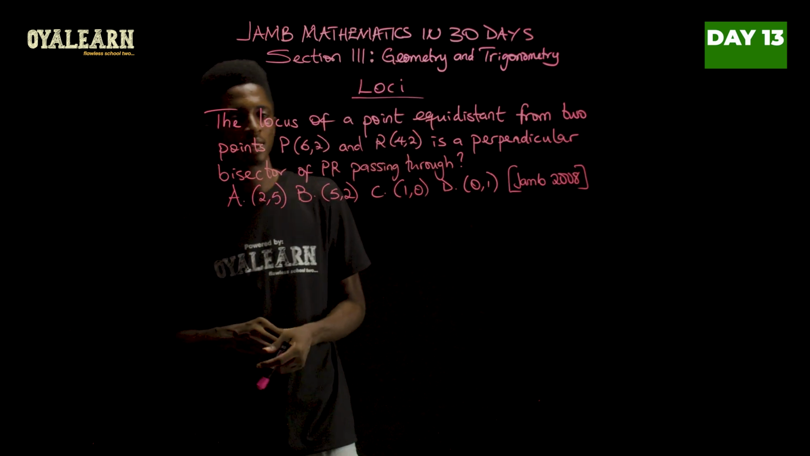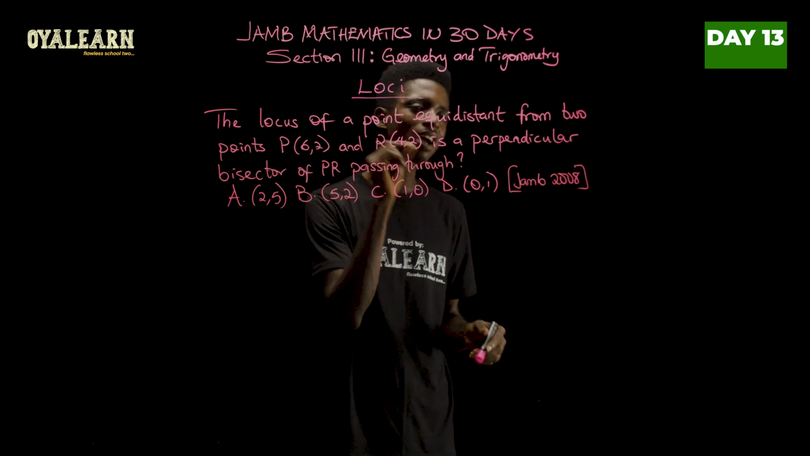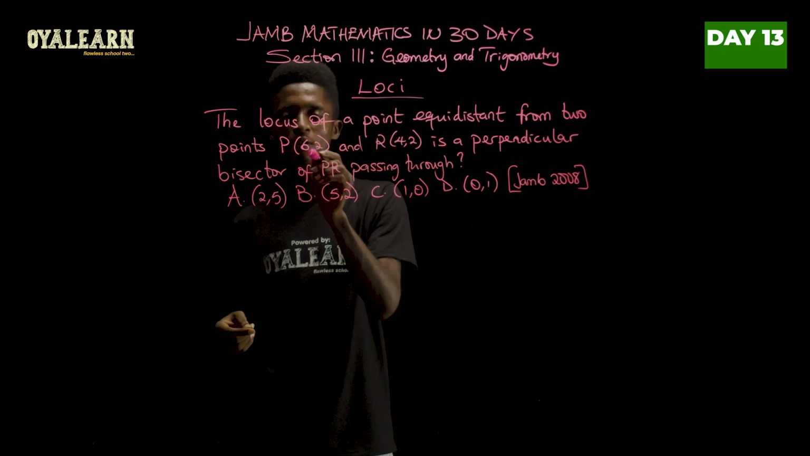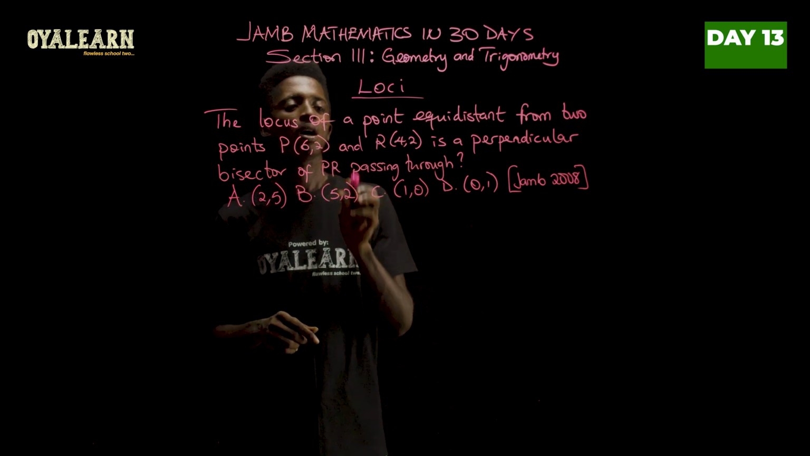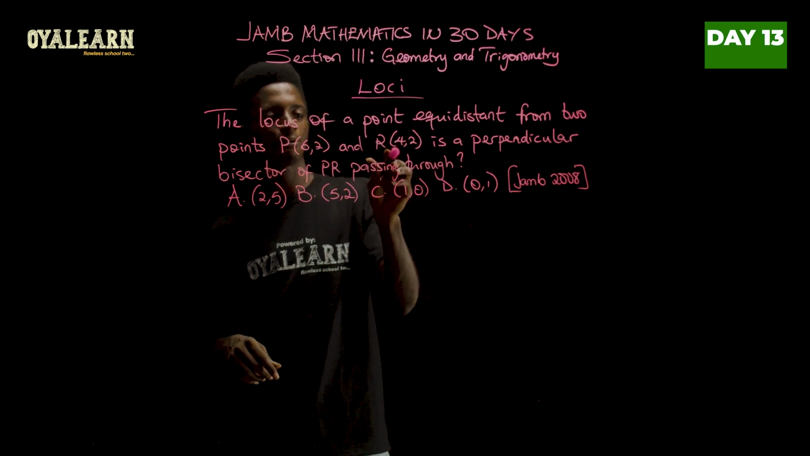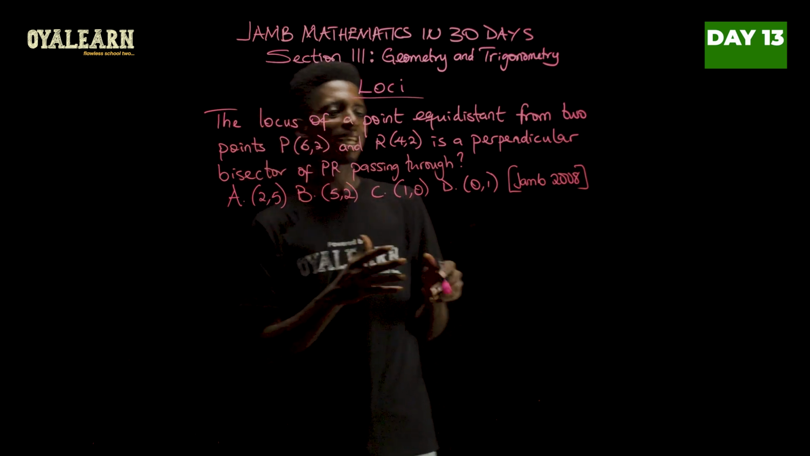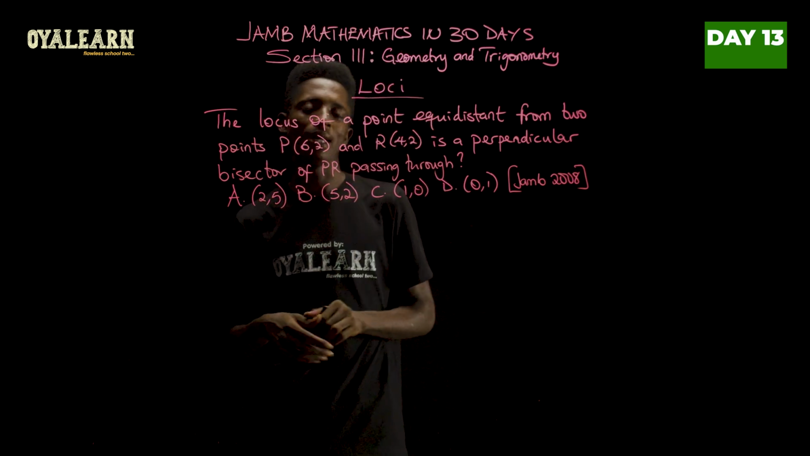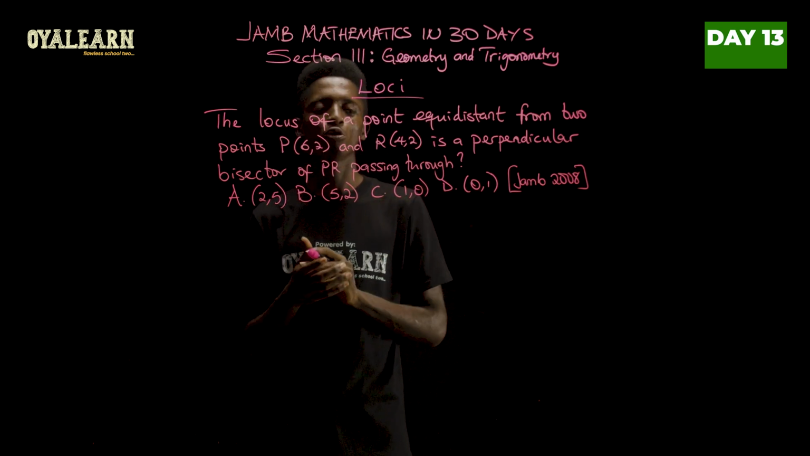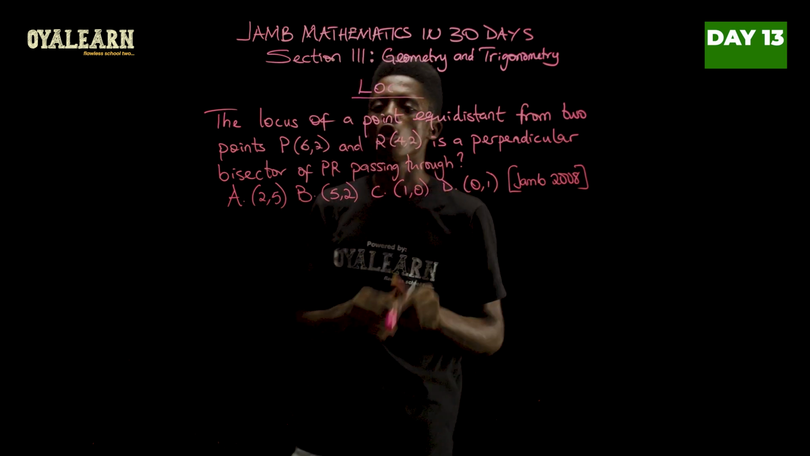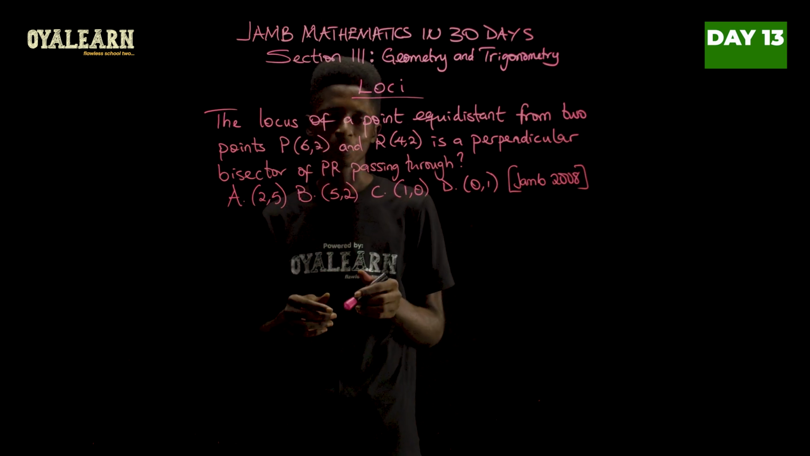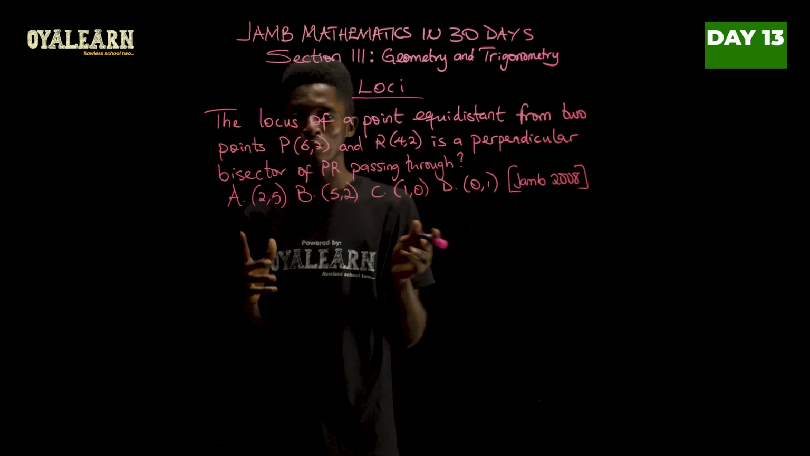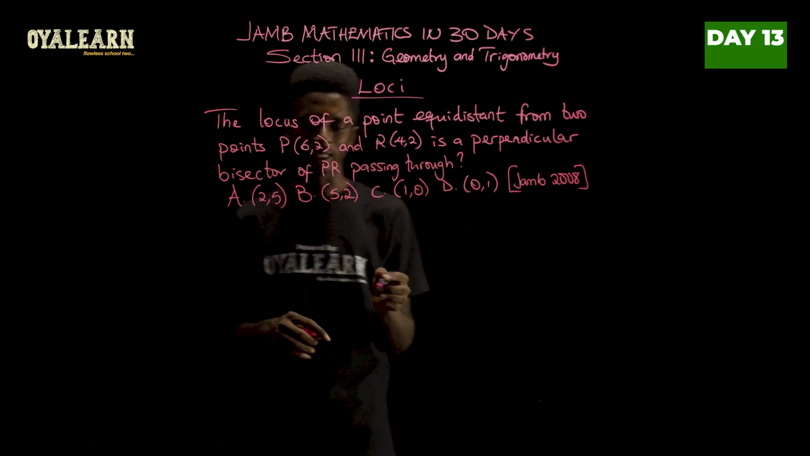This question says the locus of a point equidistant from 2 points P, which is given by the coordinates 6, 2, and R given by the coordinates 4, 2, is a perpendicular bisector of PR passing through. So that is, we have to find the coordinates of the perpendicular bisector, right, that divides point P and R into two equal lines.